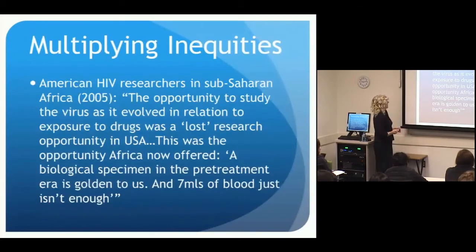So an example is American HIV researchers in sub-Saharan Africa. I don't do HIV research, but I know a lot of people in here do, so hopefully they'll have intriguing examples of their own or contesting ideas of their own. But the opportunity to study the virus as it evolved in relation to the exposure to drugs was a lost research opportunity in the US, which Africa now offered to us. But of course you're taking a lot of blood and doing invasive procedures to learn this, and it's using and exploiting people in a way that isn't exactly what we intend, or could be perceived that way, or too much in that direction. We're not really serving people.